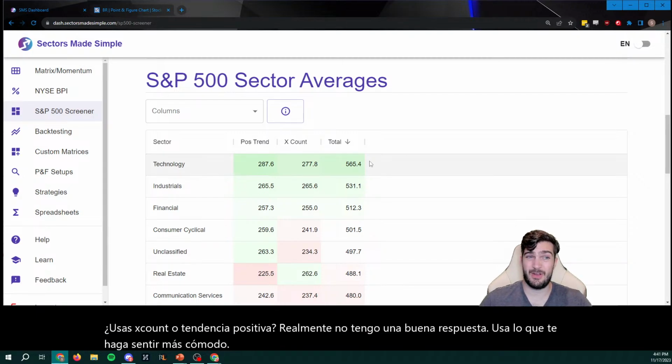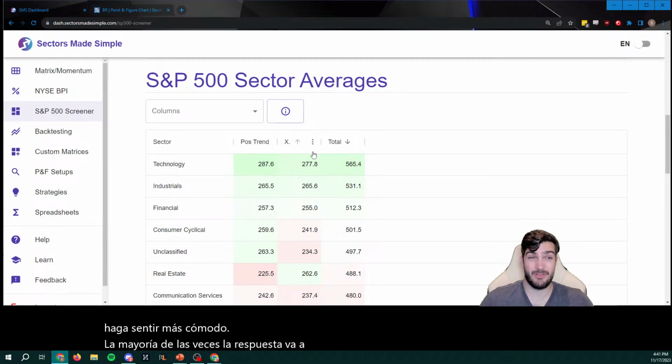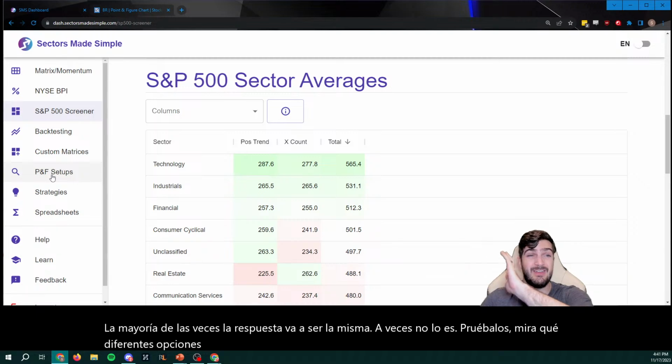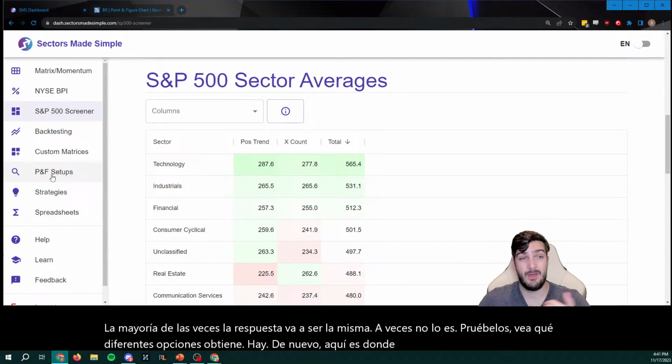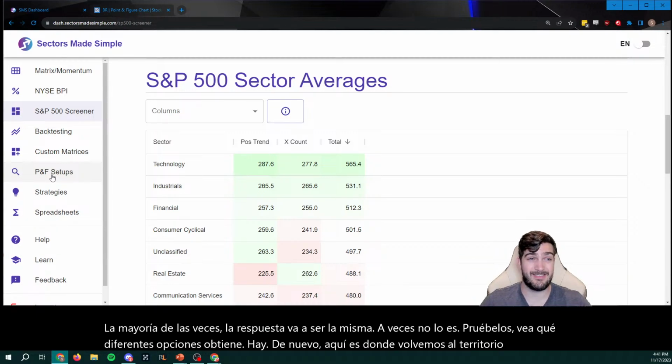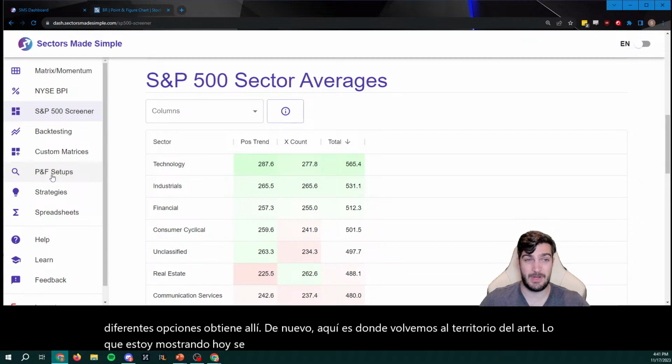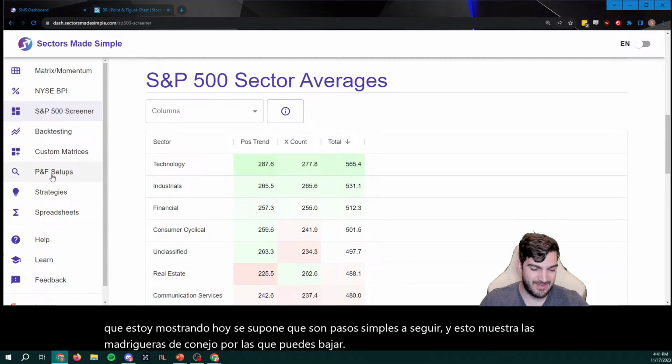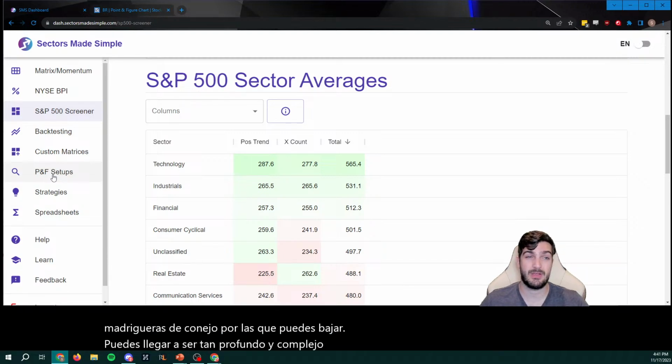Most of the time, the answer is going to be the same. Sometimes it's not. Try them out. See what different options you get. This is where we get back into the art territory. What I'm showing today is supposed to be simple steps to follow, and this shows the rabbit holes you can go down. You can get as in-depth and as complex as you want in deciding how you pick a top sector.